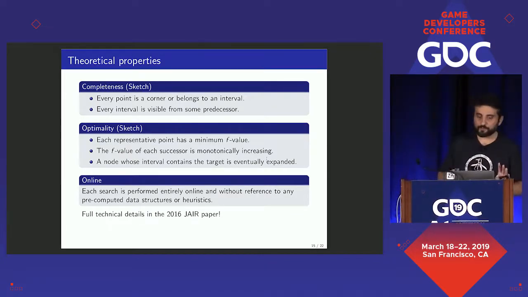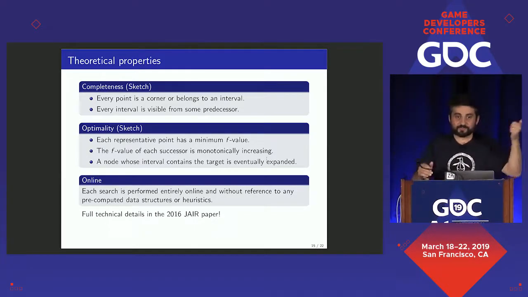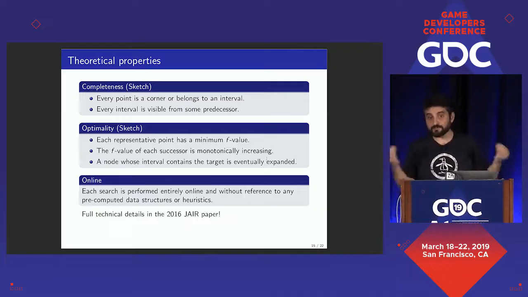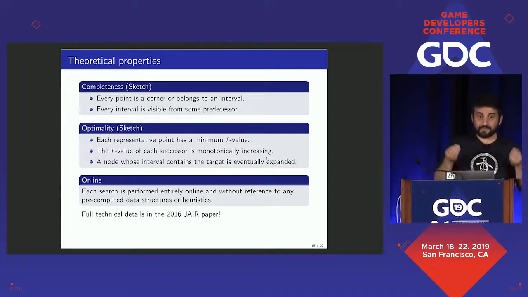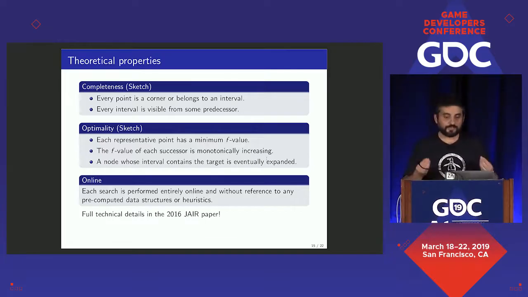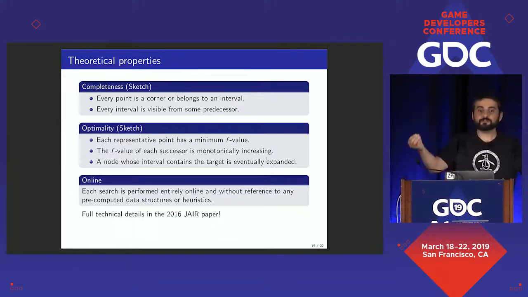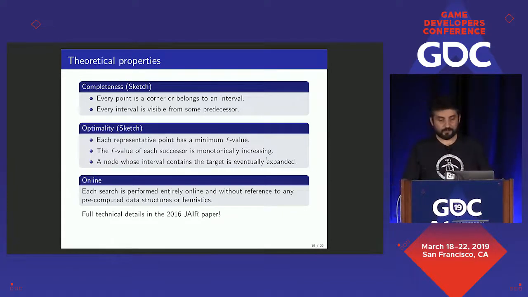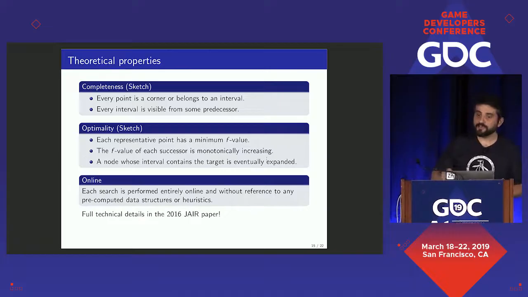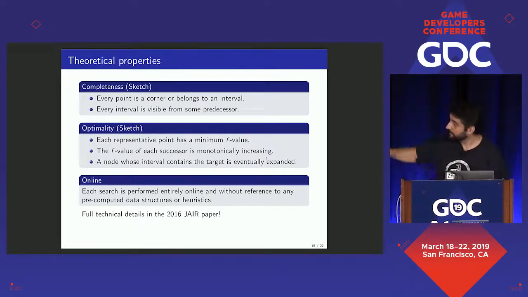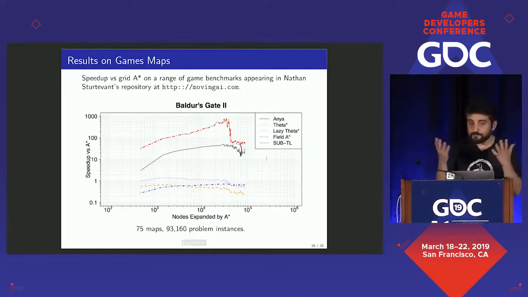Quick couple of words about the theoretical properties. I'm not going to get into any theory here. It's complete. Complete means that if there exists a path in the space, Anya is guaranteed to find it. It's optimal. Because we have these admissible F values and because we eventually guarantee to reach every point on the grid, we will eventually expand a node that has the target, and when we do, that node is guaranteed to be the optimal path. And it's entirely online. I've done no pre-processing. All the reasoning we're doing on the fly. If you want more details, there's a 2016 journal paper that we wrote about this, and I recommend you to that. So let's look at some results.